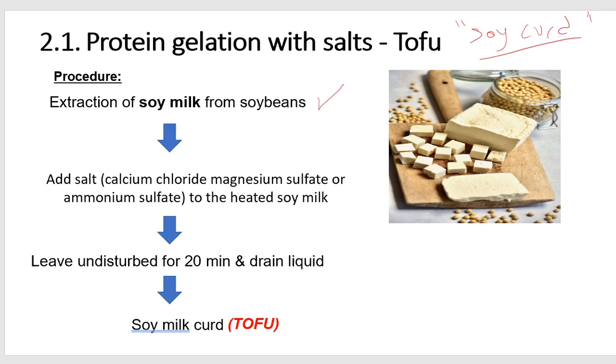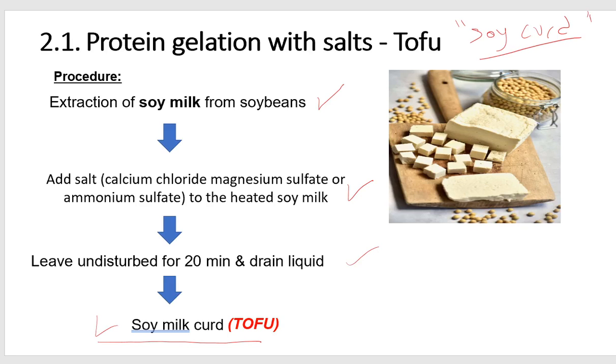Okay. Then selected salts, which are calcium chloride, magnesium sulfate or ammonium sulfate, are added to the heated soy milk. And after 20 minutes, the liquid is drained. And you end up with soy milk curd. The soy curds are then processed into tofu in a desired form, primarily like in custard-like blocks.